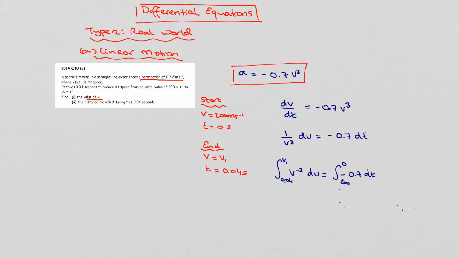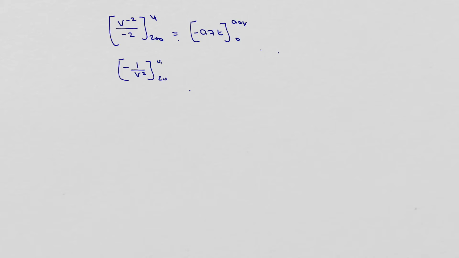Okay, so let's integrate. So if I integrate on the next page, we have v to the minus 3. Well, if I add 1 to the power, that becomes v to the power of minus 2, dividing by my new power, with my limits of v1 and 200. And if you integrate minus 0.7 with respect to t, well, that's minus 0.7 t within the limits of 0.04 and 0. So subbing those values in, well, v to the power of minus 2 can be written as 1 over v squared, and that's times minus a half. So that's minus 1 over 2v squared, just before I sub in my limits to make it a little bit tidier.